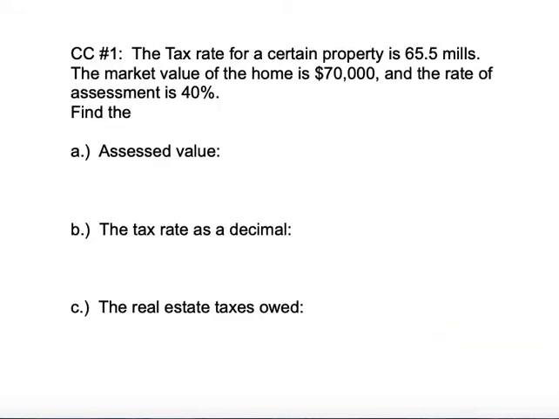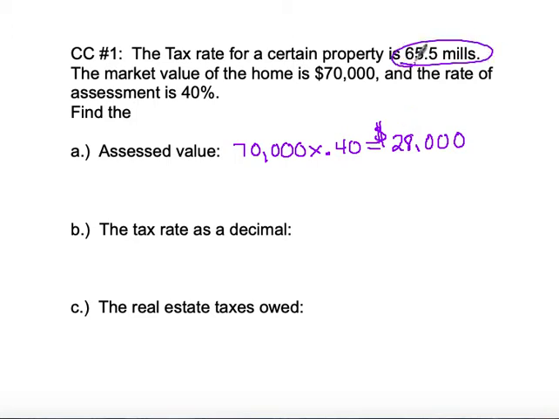All right, so let's look at our first concept check out of the book. It says the tax rate for a certain property is 65.5 mills. The market value of the home is $70,000, so that's what it sells for. And the rate of the assessment is 40%. So let's find the assessed value. The market value is $70,000, and we're going to assess it at 40%. That means only $28,000 of that home's market value is being taxed.